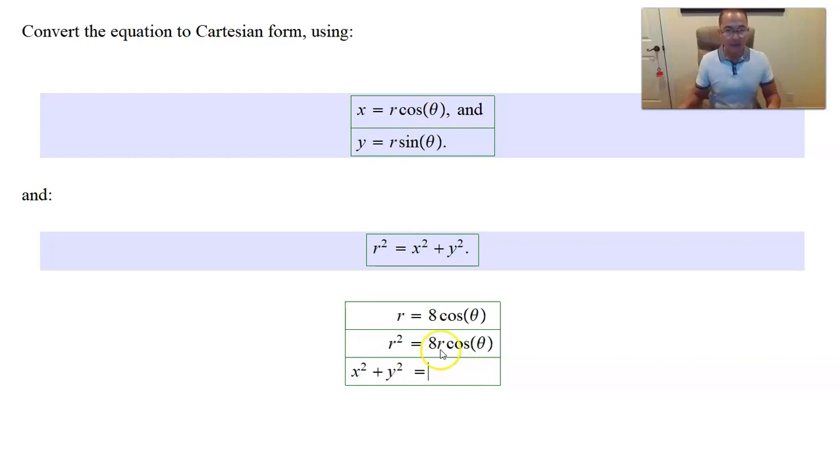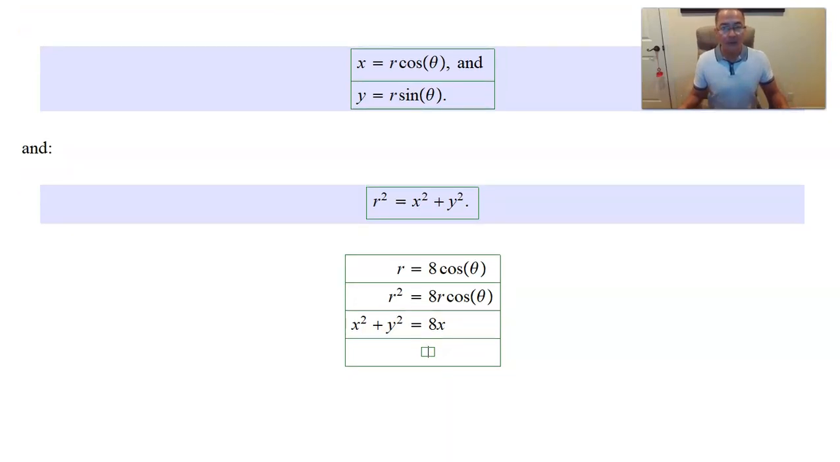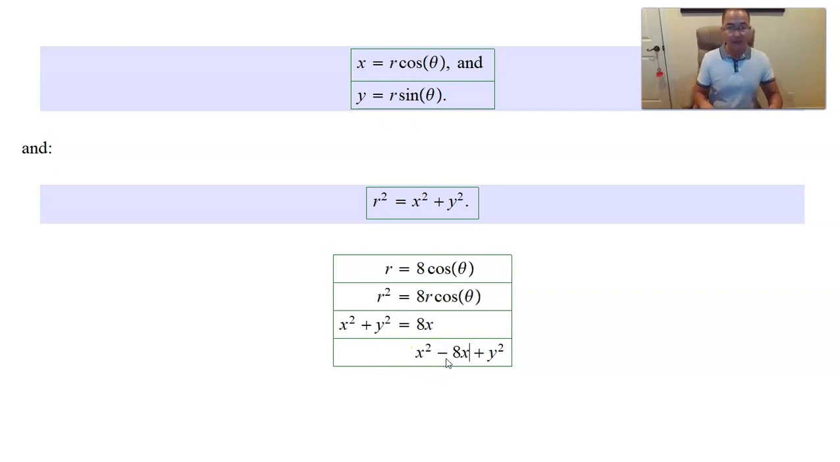The right side we have 8r cosine theta. r cosine theta is x. So we get 8x right there. Okay, so that is optimistic because when we have an equation of a circle, we naturally get x squared plus y squared. So it looks like we're going to have to move the 8x over to the left side. So we'll get x squared minus 8x. On the right side, we're going to get 0.